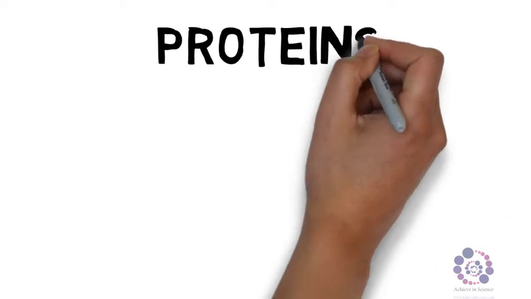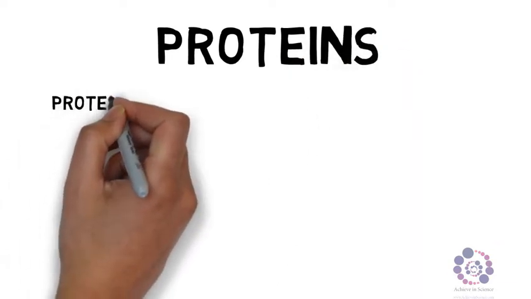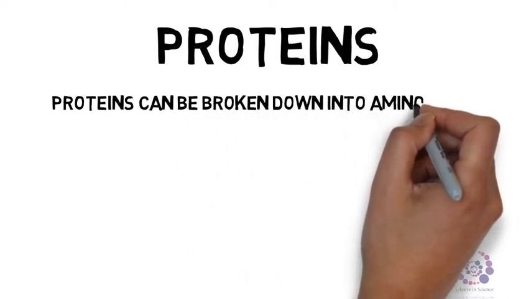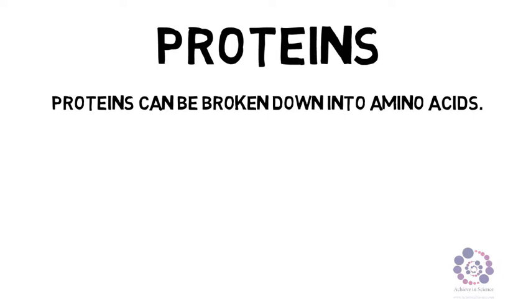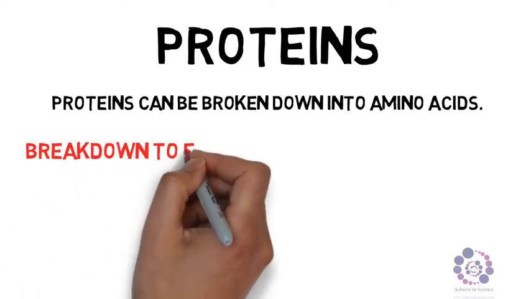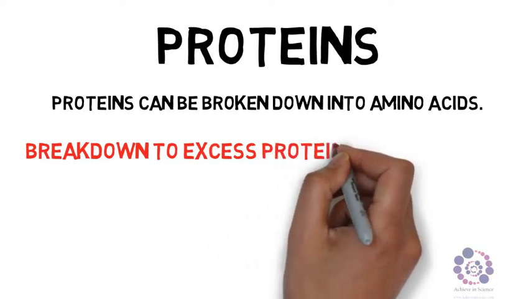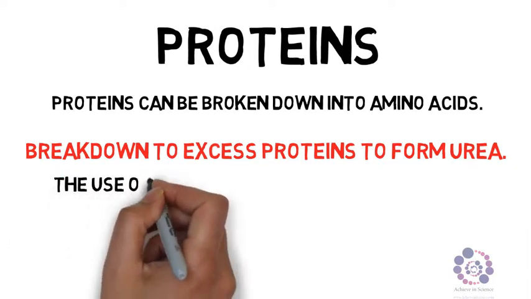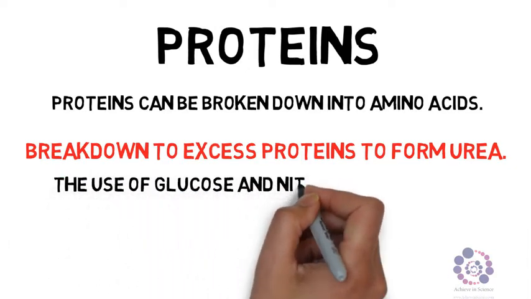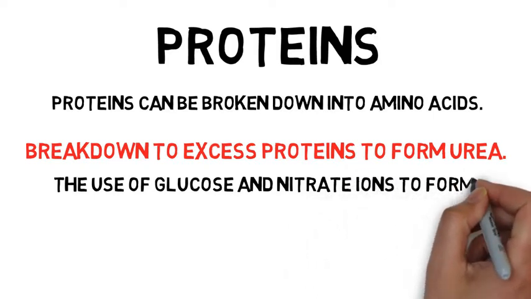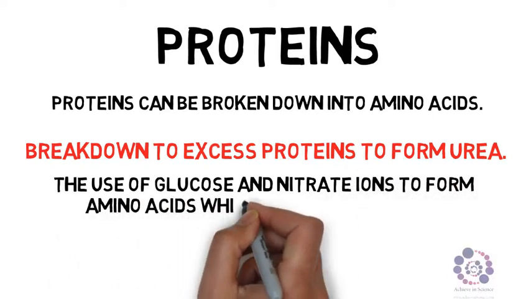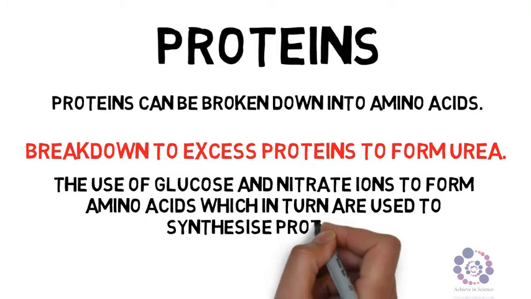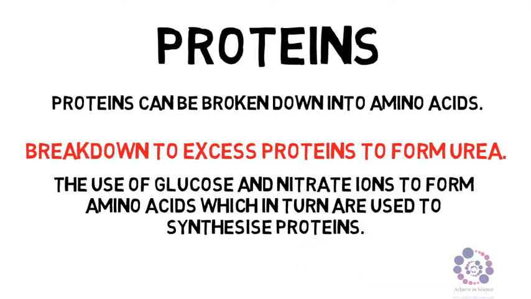Next, let's have a look at proteins and some of the similarities. Well, proteins need to be broken down into amino acids. This requires energy. We can also break down proteins to form urea, a substance that we need to remove from our body. The use of glucose and nitrate ions to form amino acids, which in turn are then used to synthesize proteins, form proteins in other words. This again requires energy. So we've got similarities already between carbohydrates and proteins.